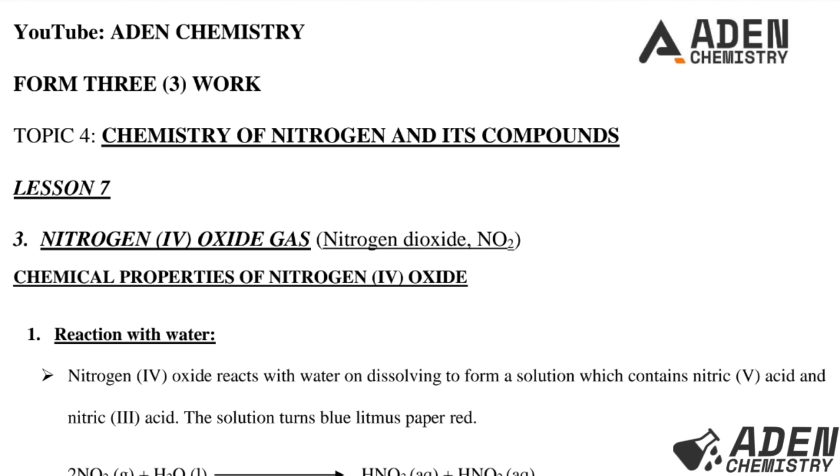So today, in lesson 7, we'll be proceeding to the second part of nitrogen peroxide gas, and in this lesson we are going to do number 1, chemical properties of nitrogen peroxide gas, and number 2, the uses of nitrogen peroxide gas. So kindly stay with us until the end of the video.